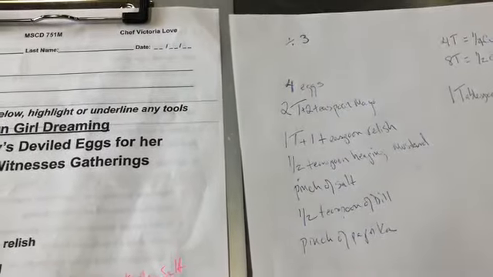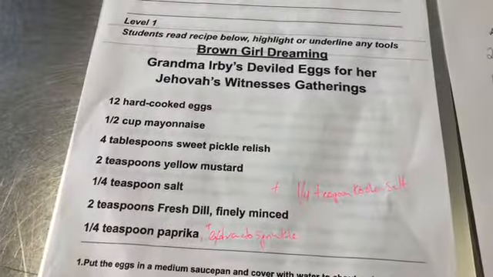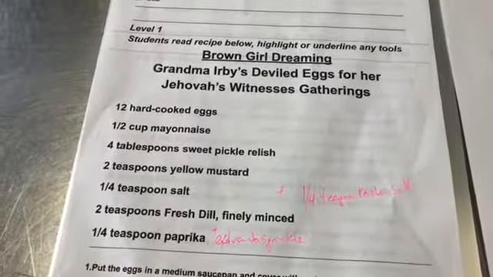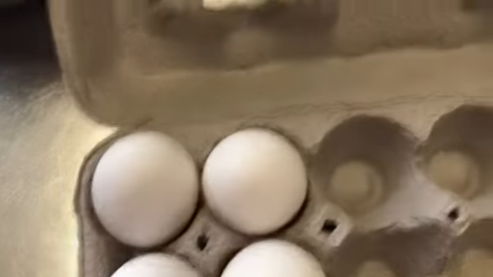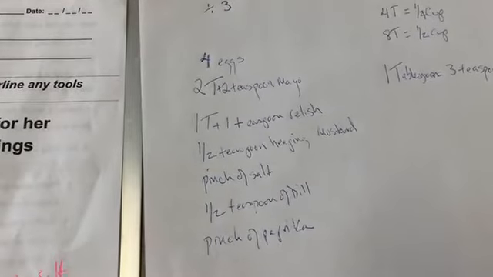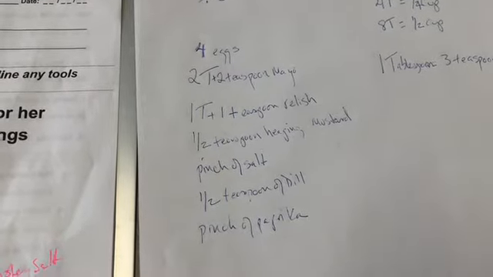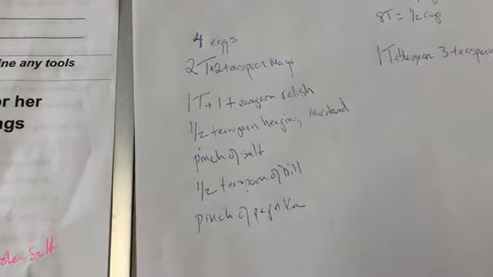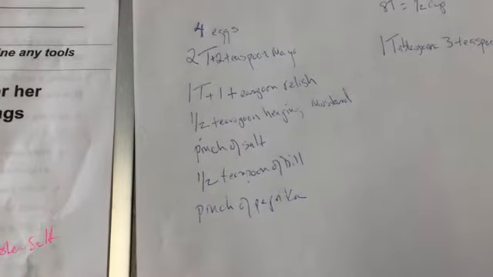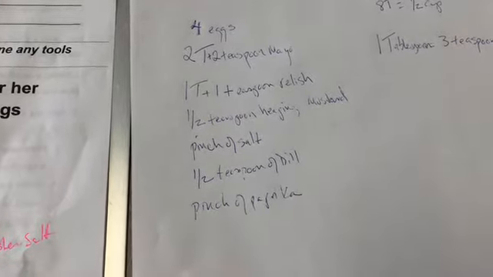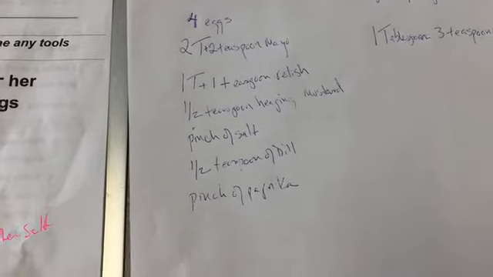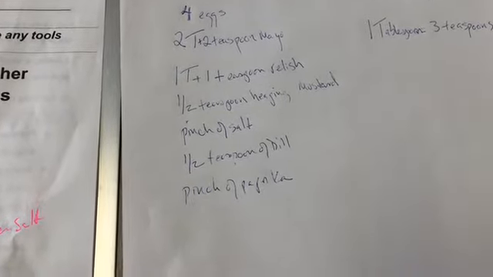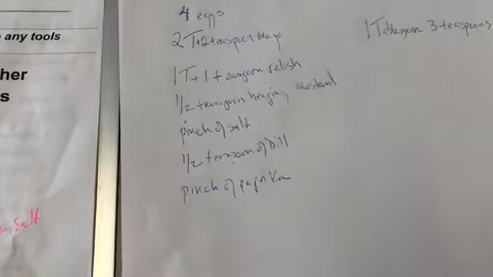All right, so now I've done the math for our recipe. We're making it a smaller batch, so we need to divide, and we only have 4 eggs, so we divided by 3, and our recipe is now 4 eggs, 2 tablespoons plus 2 teaspoons of mayo, 1 tablespoon plus 1 teaspoon of relish, a heaping 1/2 teaspoon of mustard, a pinch of salt, a heaping 1/2 teaspoon of dill, and a pinch of paprika.